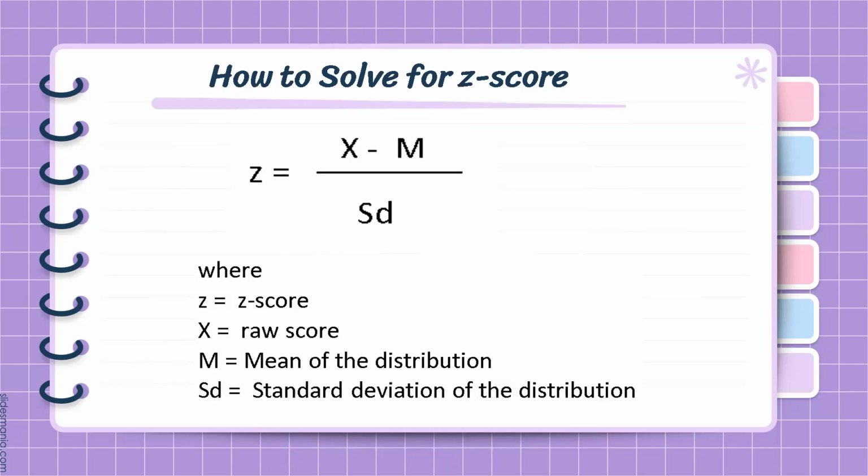So how do we solve for the z-score? The z-score is solved using this formula. Z-score is equal to raw score minus the mean of the distribution divided by standard deviation.